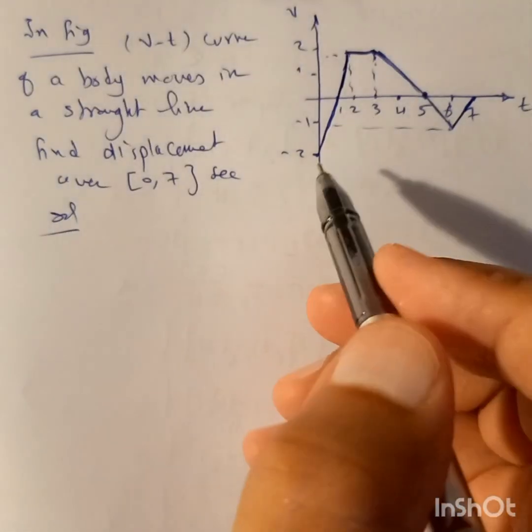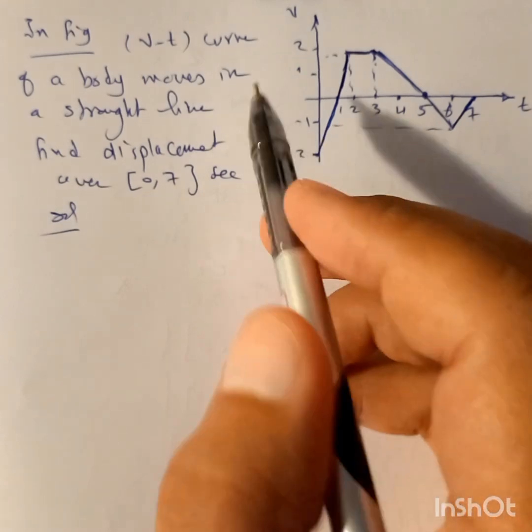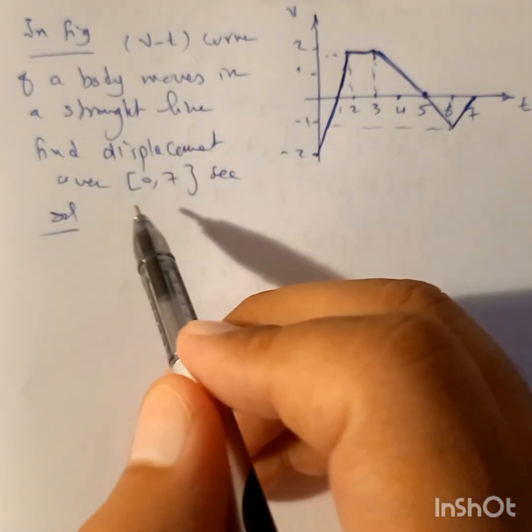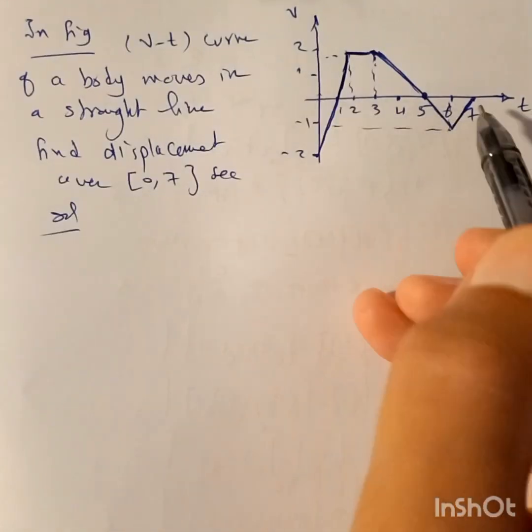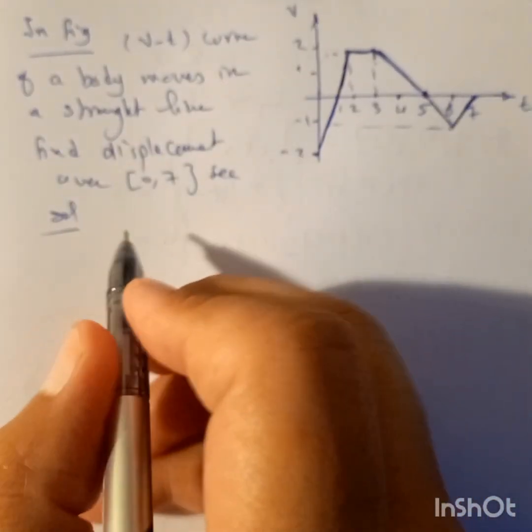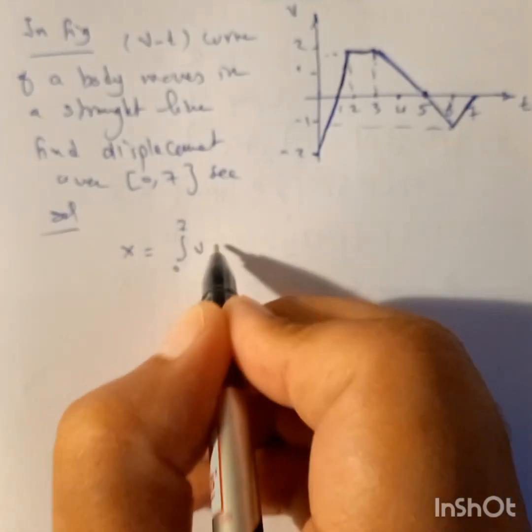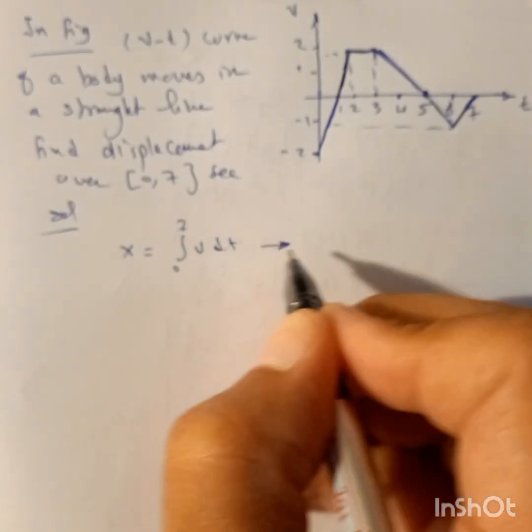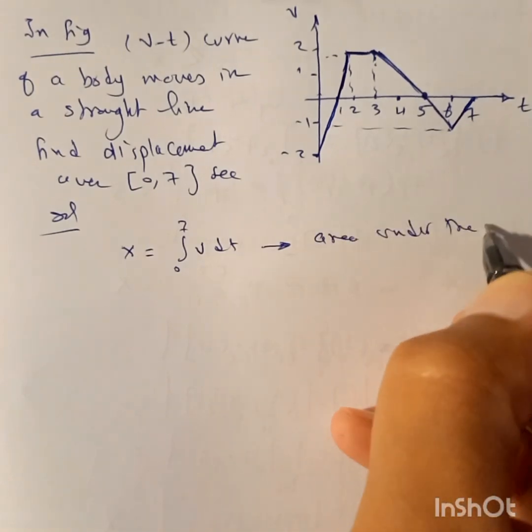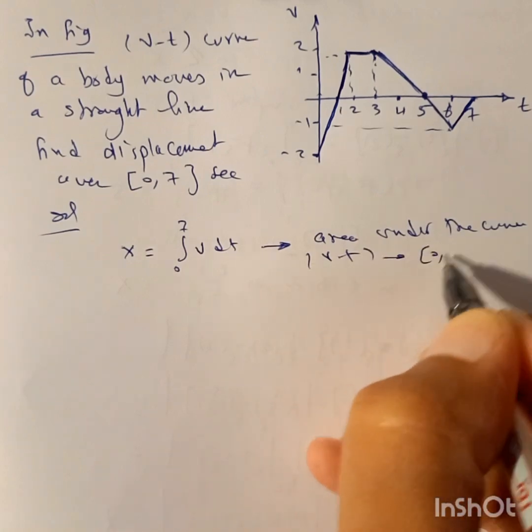We have this problem in the figure. The curve representing the relation between velocity and time of a body that moves in a straight line, it is required to find the displacement over the time interval from 0 to 7. Okay, as we know, the displacement, for example, x equals the integral from 0 to 7 of v dt, and this equals the area under the curve, okay, the v-t curve over the time interval from 0 to 7.